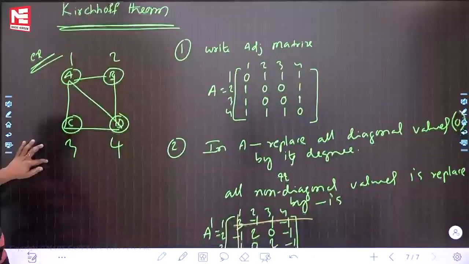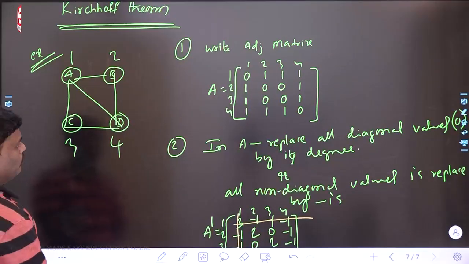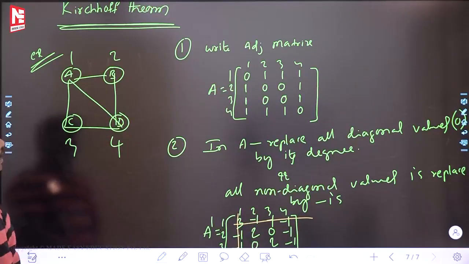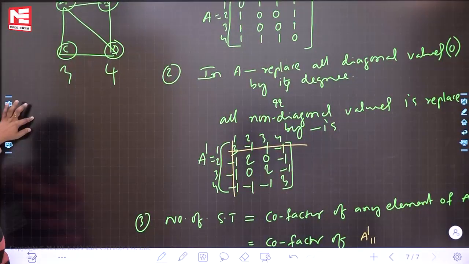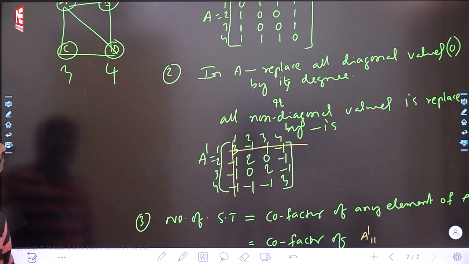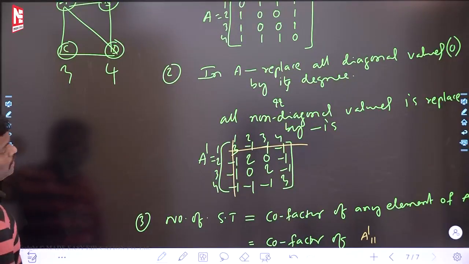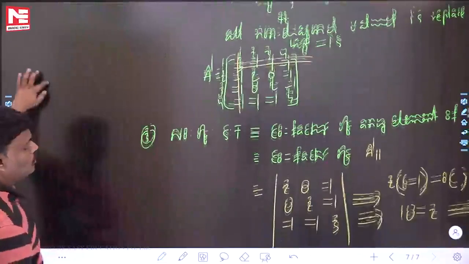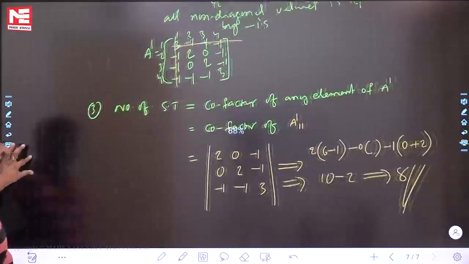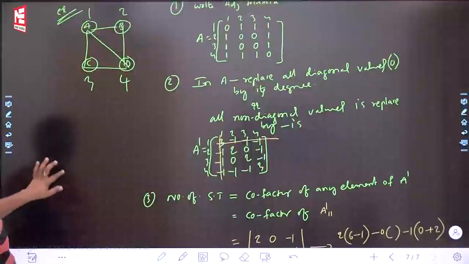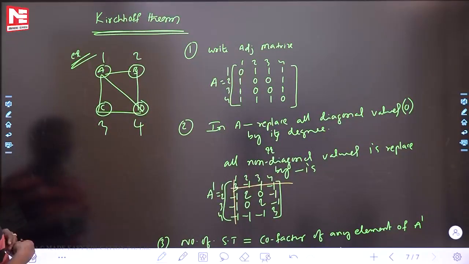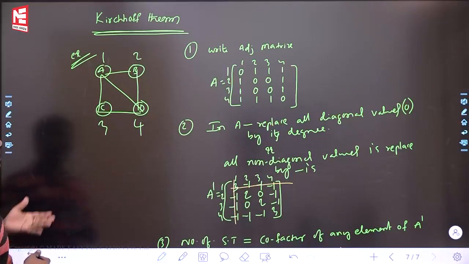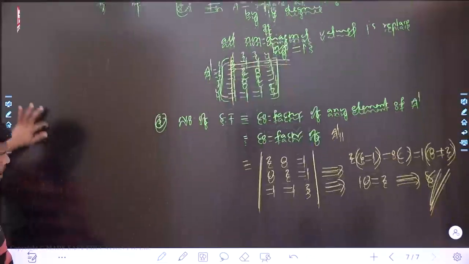See the first step, you should write the adjacency matrix. Next, in the adjacency matrix, replace all diagonal elements by their equivalent degree, replace non-diagonal ones by -1s, and zeros remain zeros. Afterwards, find the cofactor of any element. If you do that, you will get the number of spanning trees. This is the way to find the number of spanning trees. Manually you can check. If you feel manual is fine, go ahead. If you think there is some doubt, then go for this method. Fine.